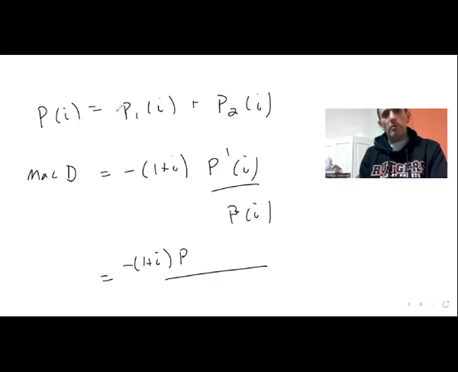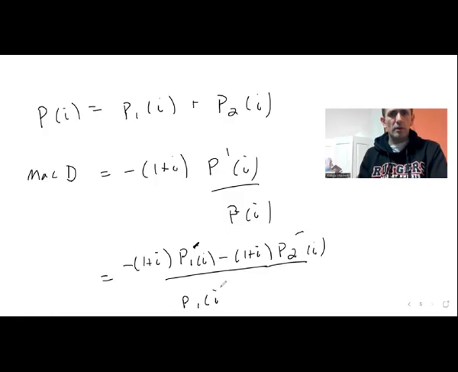So I know what P prime is. It's P1 prime, and I'm distributing the minus (1 plus I): P1 prime minus (1 plus I) P2 prime over P1 plus P2. Okay, well, let's just relate these two quantities to the Macaulay duration of P1 and P2.